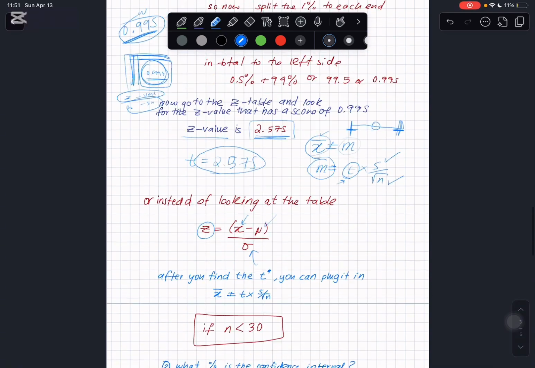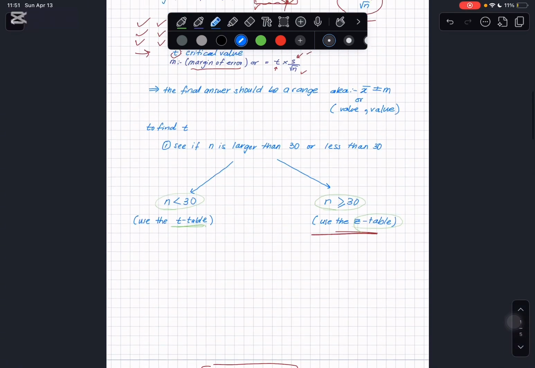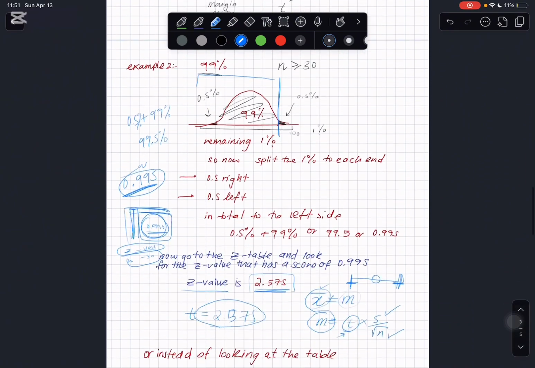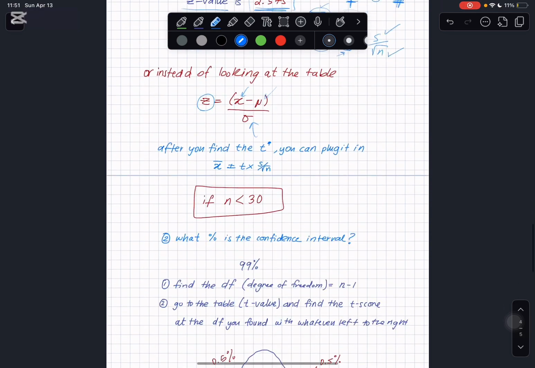So now this is all we're talking about, if the sample is above 30. What if the sample is below 30? If the sample is below 30, we'll do the opposite.